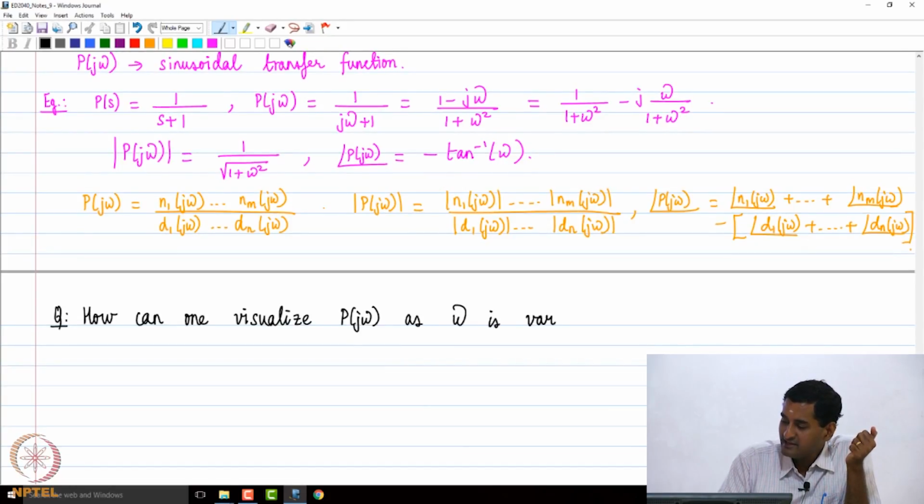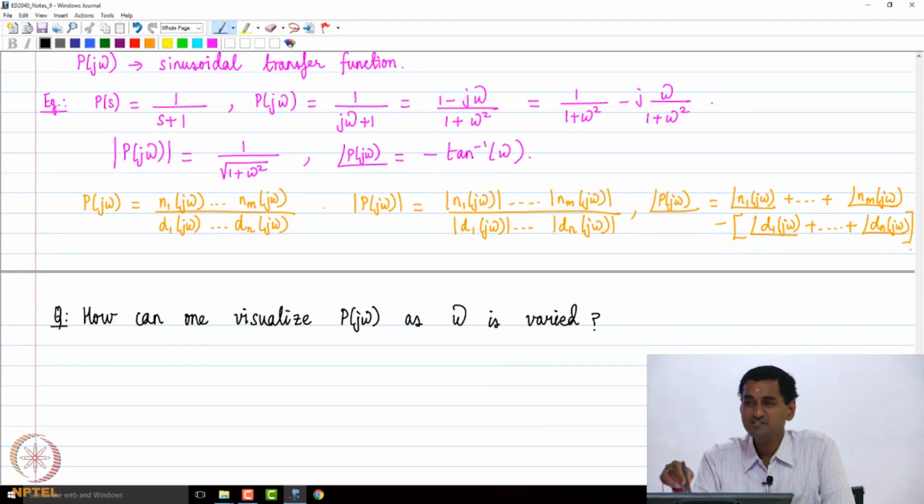Let us say, from a design perspective. From an analysis perspective, this is fine. We have some expressions, some formulae and so on. I have the sinusoidal transfer function as a function of omega. But as the system order increases, the sinusoidal transfer function becomes more and more complex in structure. So how does one interpret it and use it for design?